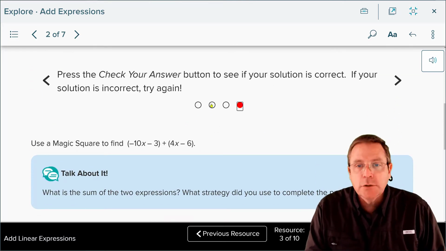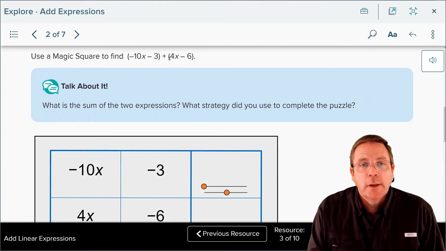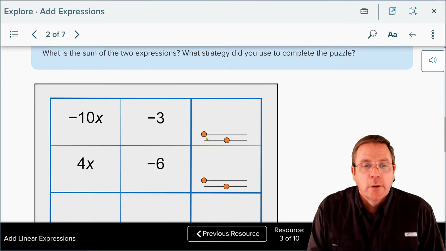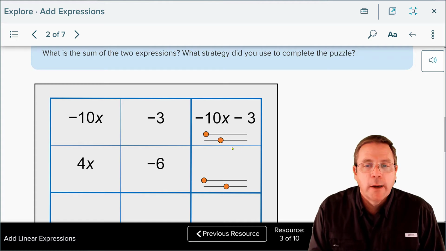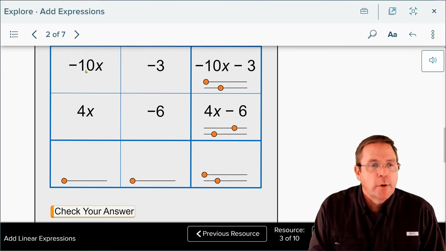How to use a sketch? Alright, we're going to use a magic square puzzle to find negative 10x minus 3 plus 4x minus 4. So negative 10x minus 3 is going to be the one we're looking for right here. I have negative 10x, and then I need to go minus 3, that'll be over there. Right here, I'm going to have a 4x, and over here a negative 6. Going this way, I'm going to have negative 10x plus 4x, which is going to give me a negative 6x.